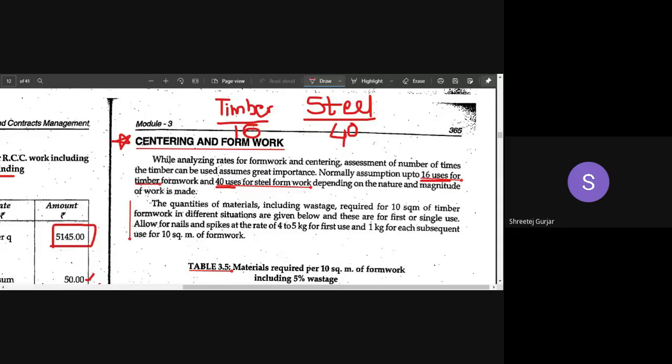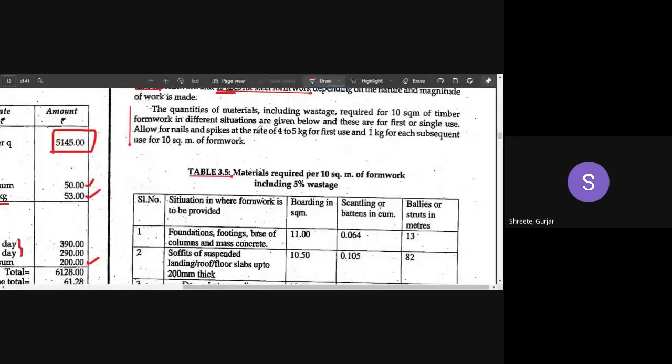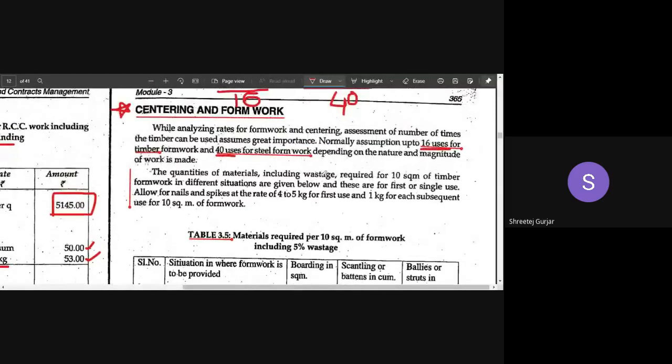Steel, we know it is very durable, hence it can be reused about 40 times. Okay, so next thing, the quantity of materials including wastage, that is required for formwork and centering.